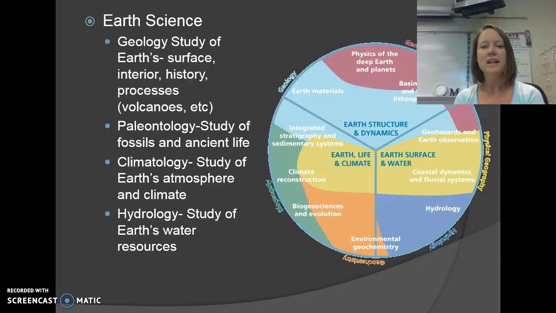Climatology, we will talk about Earth's atmosphere, look at the layers, the composition, and climate and how our climate is changing. The last branch of earth science that we will spend a little bit of time on is hydrology. The prefix hydro means water, so that's the study of Earth's water resources. That includes both oceanography and freshwater.